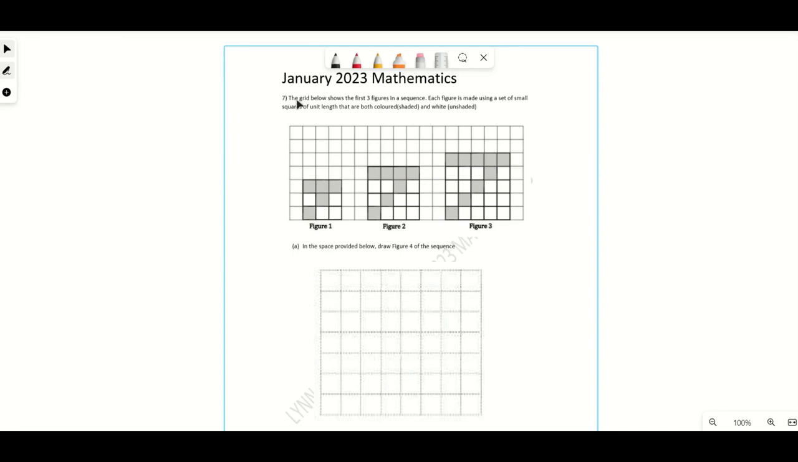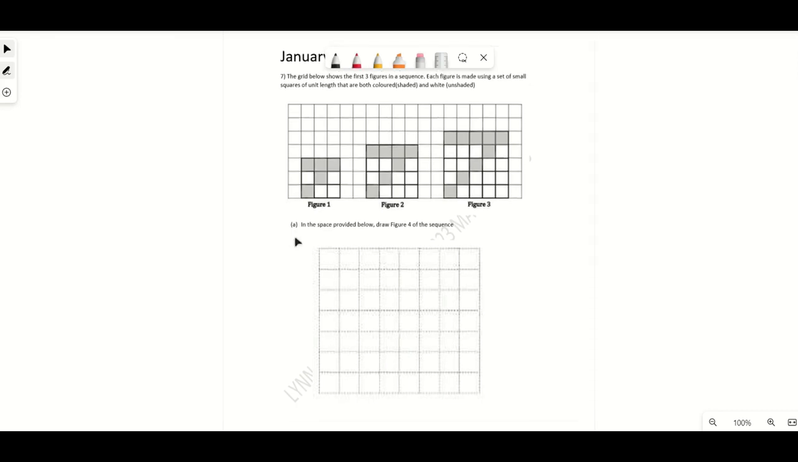So this first question says the grid below shows the first three figures in a sequence. Each figure is made using a set of small squares of unit length, and they are both colored, which is shaded, and white, which is unshaded, right? So if we look at this, figure 1 has 1, 2, 3, 1, 2, 3. So it's a square which is 3 by 3.